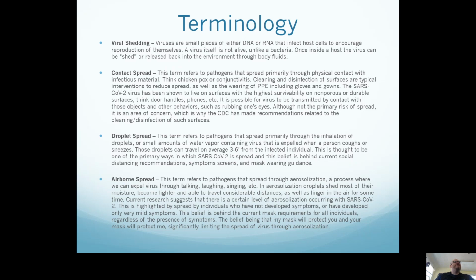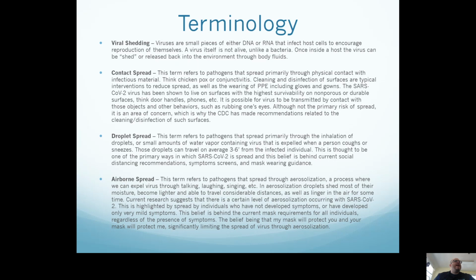Viral shedding refers to small pieces of the virus, which is made up of either DNA or RNA, that leave the host. So once you become infectious, your body is going to shed the virus back into the environment. And it can shed it in various ways. So viruses that are said to spread through contact, think chickenpox, think pink eye or conjunctivitis, when those viruses shed, they live on surfaces. And they can easily be transmitted via contact, via surfaces, to another person.